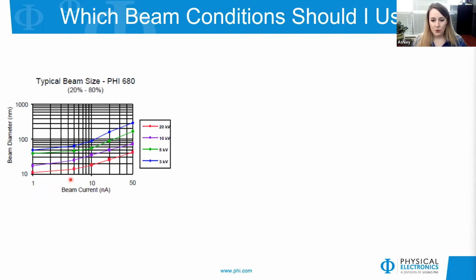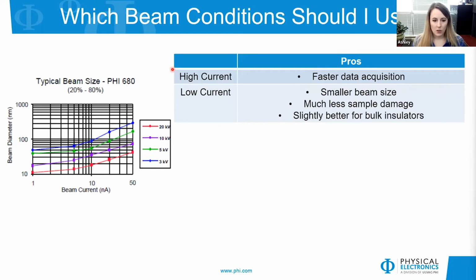So I put together a brief summary of the advantages of high and low current, as well as the advantages of high and low voltage. So let's start with high and low current. For high current, really the only benefit is faster data acquisition. Low current, however, will give you a smaller beam size, you'll get less sample damage, and it'll be slightly better for insulating samples.